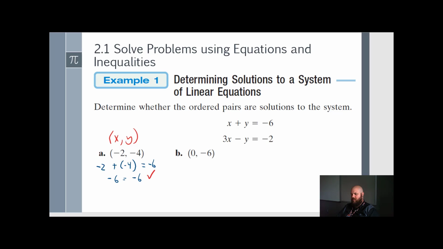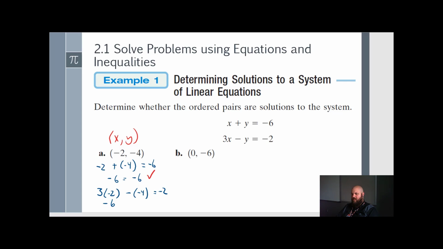Second equation, we're going to take 3x minus y equals negative 2. So if we take 3 times negative 2 minus a negative 4, that should equal negative 2. Well, let's go through this and get this squared away. So we have 3 times negative 2, which should give you a negative 6. And then you have minus a negative 4.